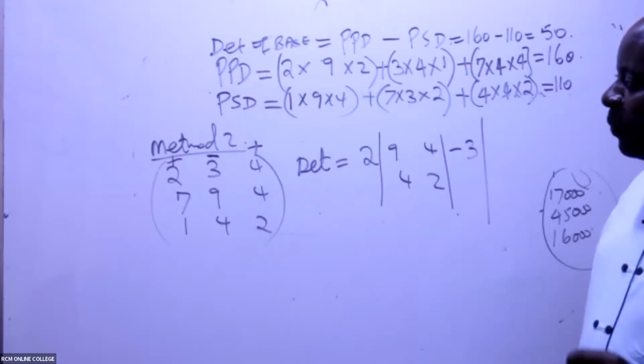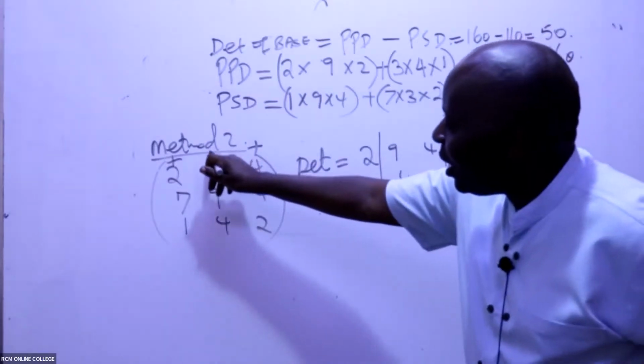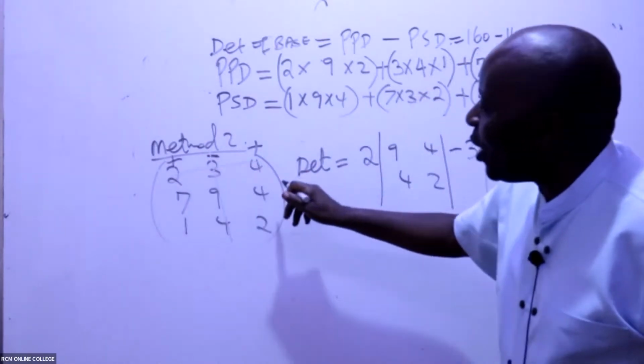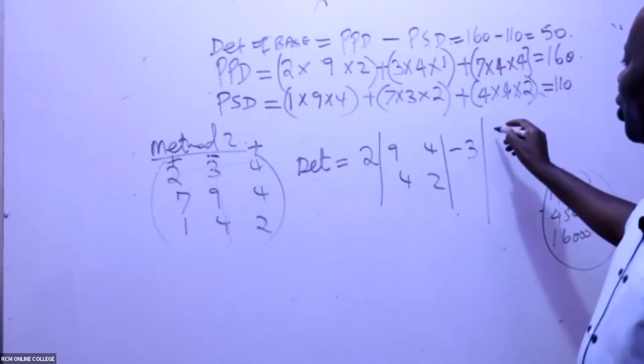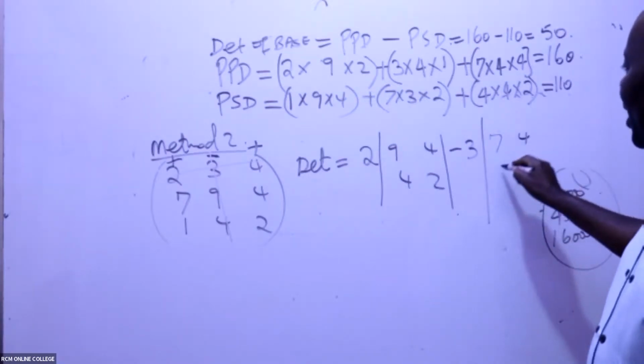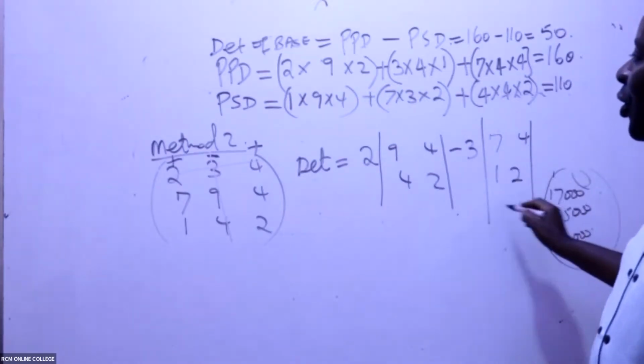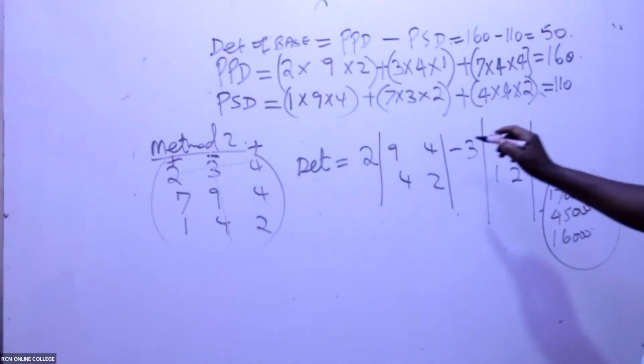Yeah, thank you so much. So if I was to hide these 3 column-wise and row-wise, you're right, the numbers left will be 7, 4, 1, 2. So we have here 7, 4, and then we have 1, 2. Thank you so much. You pick the third number, which is positive 4.